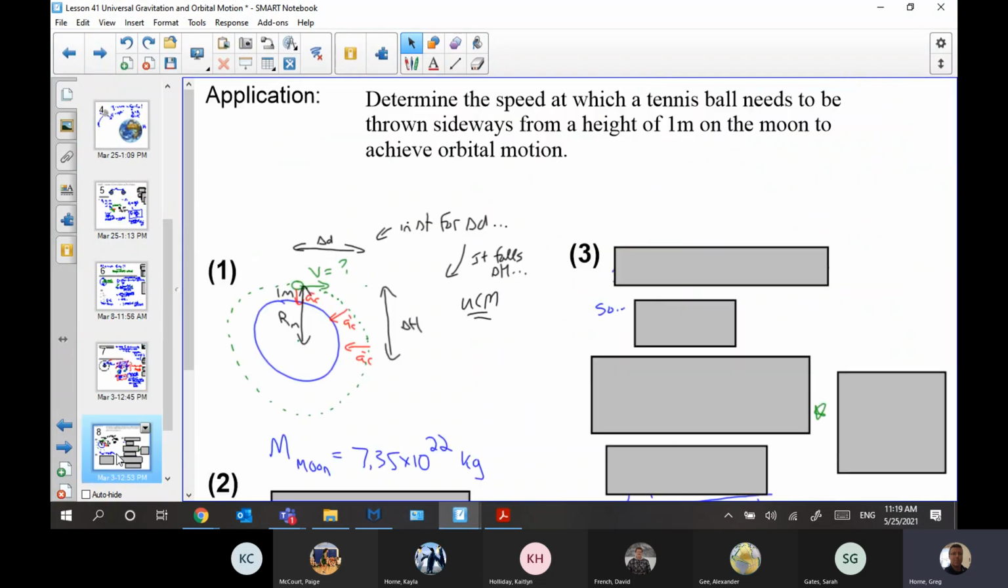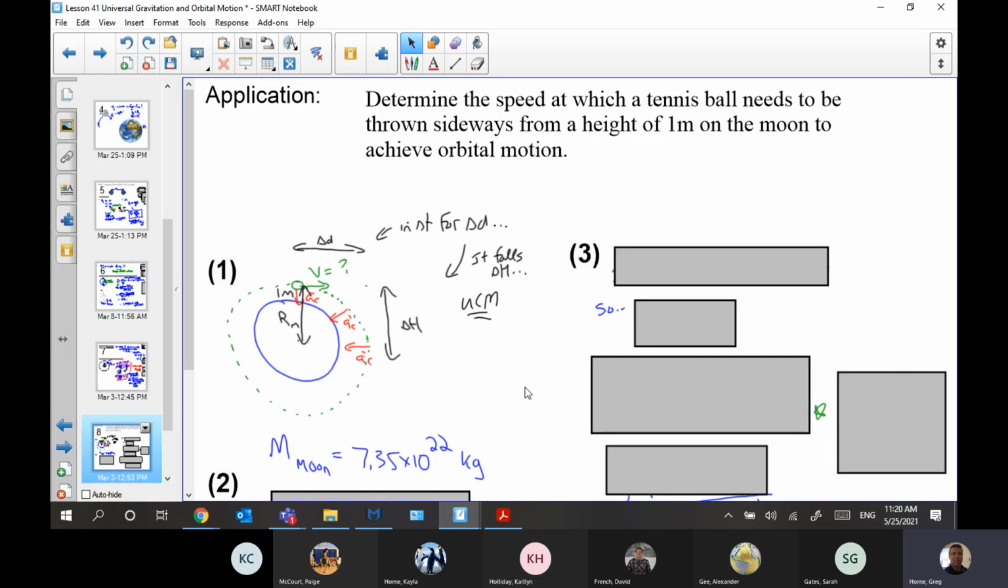So here, let's do an example of this. Application: determine the speed at which a tennis ball needs to be thrown sideways from a height of 1 meter on the moon in order to achieve orbital motion. All right, so if you ever manage in your life to go to the moon, that'd be pretty cool. Bring a tennis ball with you, and we'll calculate what speed you'd have to throw it sideways in order for it to achieve orbital motion. Theoretically possible on the moon, right?